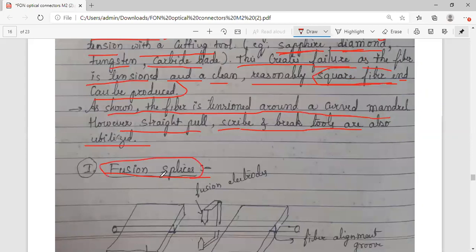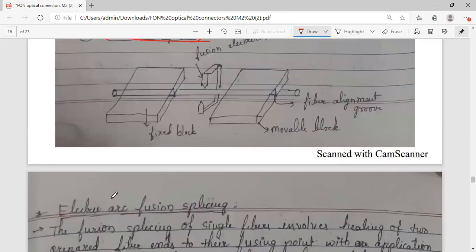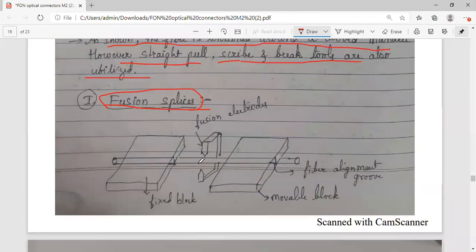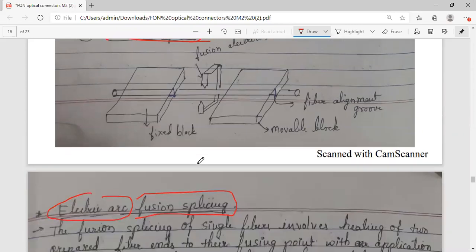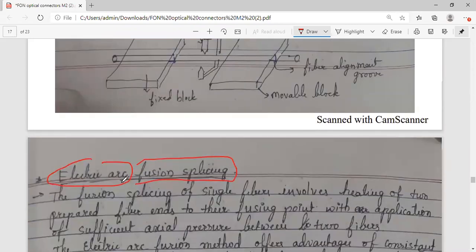Now coming to the first one, fiber splices. The most famous, most utilized technique in fusion splicing is electric arc fusion splicing. Fusion splicing, or welding splicing, means you are making use of localized heating. At the area where you want to splice or join, you apply heat. That heat application can be by different methods. One of the most utilized methods is using the electric arc.